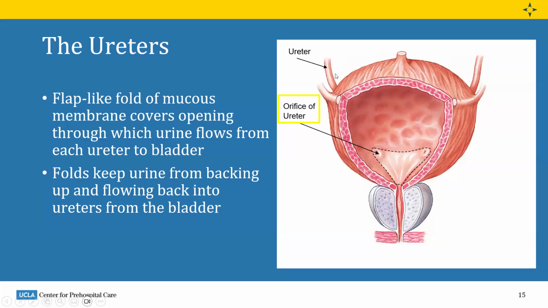Now, once we join the bladder, if you notice, the ureters are up here, and then they're going to kind of plug into the bladder, and you have these openings or orifices. Now, these are specialized. They have a little flap-like fold that essentially helps the urine flow in a one-way direction and prevent backwards or retrograde flow of urine. Okay.